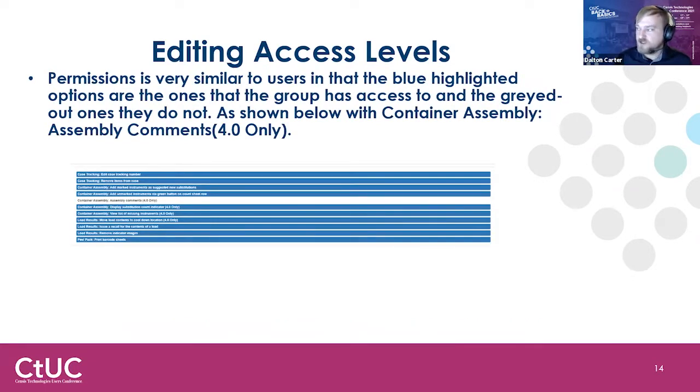When you're in permissions, similarly to whenever you're under the screens, you'll notice that the blue highlighted options, so all of them except for the assembly comments here, are going to be ones that they do have access to. And in this scenario, it's just ones that aren't highlighted rather than grayed out. They do not have access to. So they would not currently have access to container assembly comments.